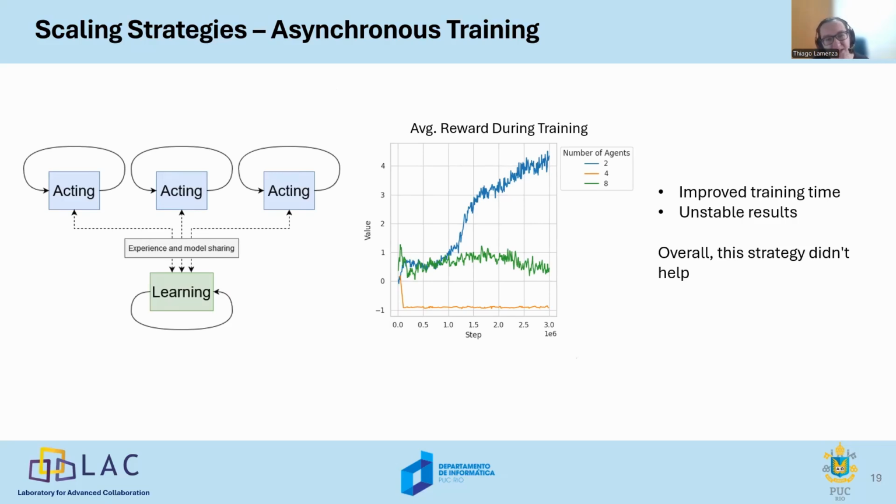You can see the best results that we obtained in this plot here, and you can see that they're very inconsistent. For 2 agents, we got a good performance, but for 8 agents, we got average performance. It kind of stalled out where it started, and then for 4 agents, the performance completely degraded, and the agents didn't learn anything at all. We're not disputing that asynchronous training works, but we just didn't find it a worthwhile investment of time for this work.